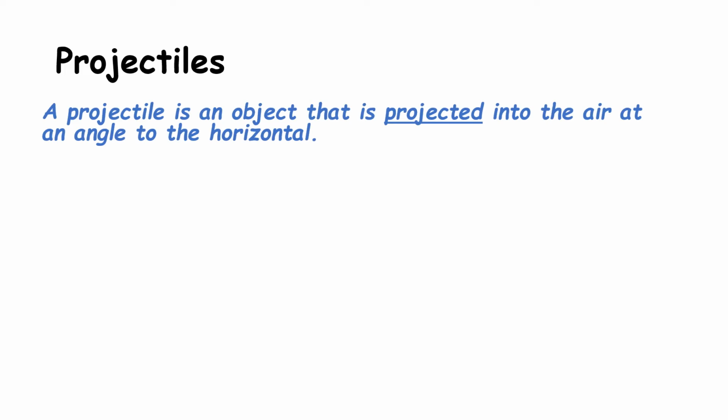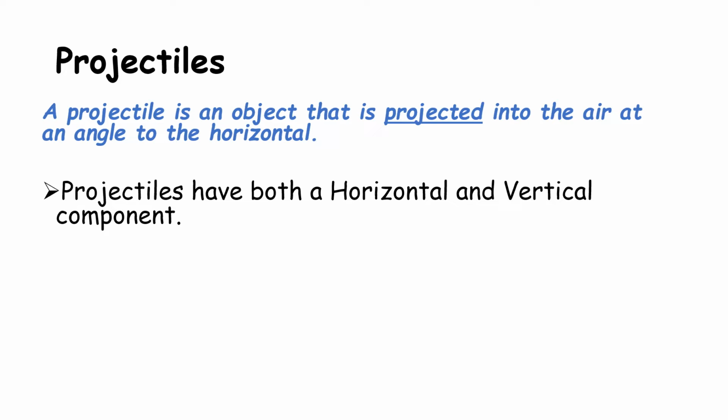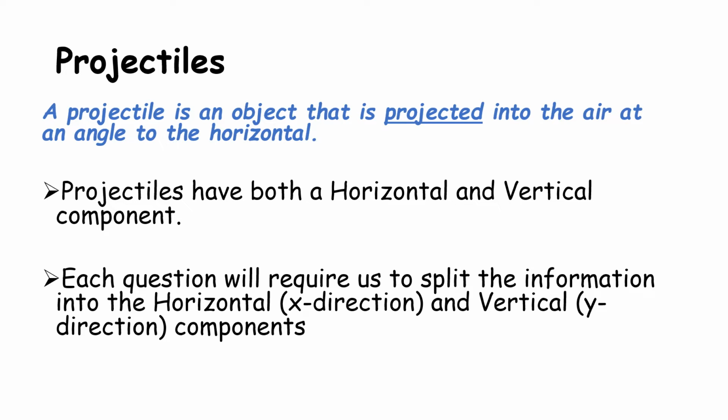So a projectile is when an object is projected, which means thrown with speed into the air at an angle to the horizontal. So we would have already met vertical motion where an object will be projected vertically, so straight up in the air. When we talk about projectiles, they're going to have both a vertical and a horizontal component, which means when we approach these questions, we're going to break all of our information up into horizontal, which we call the x direction, and vertical, which we call the y direction.